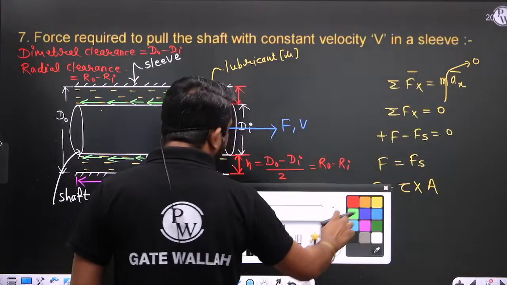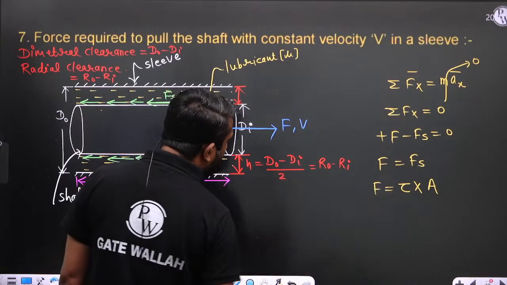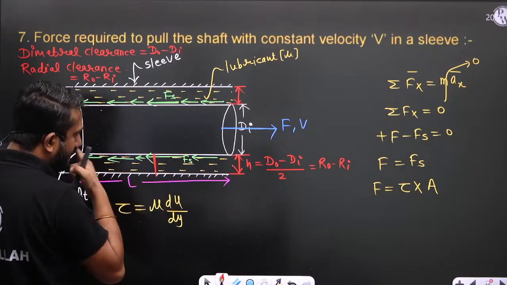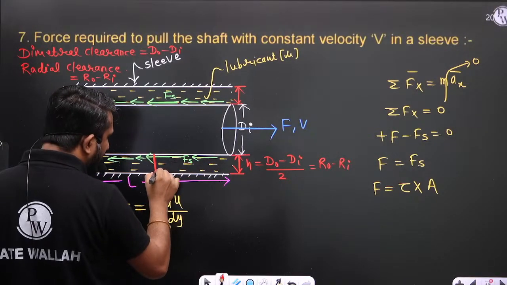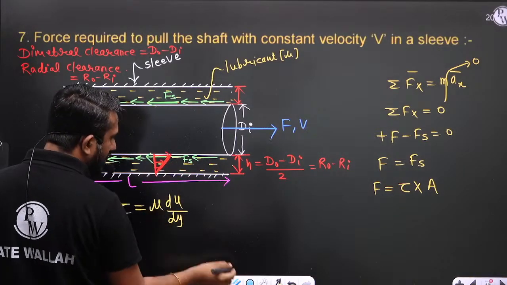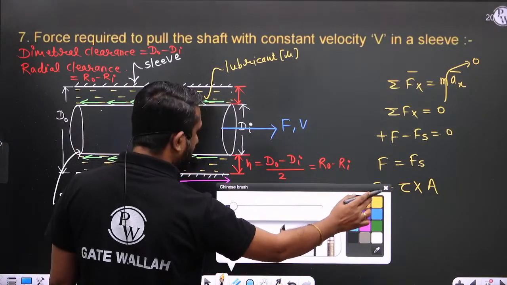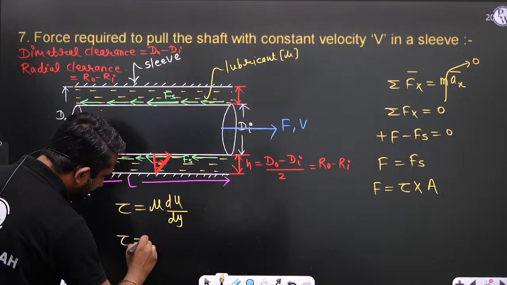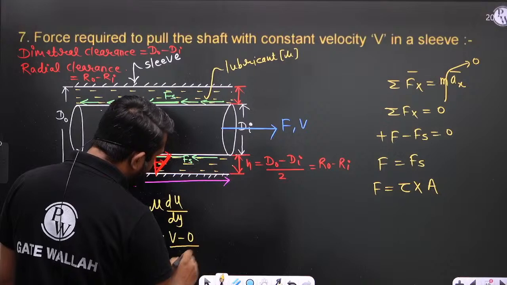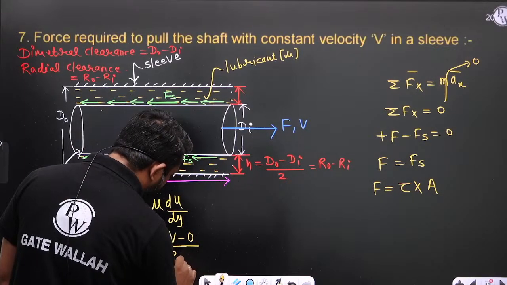Right? So if you write Newton's law of viscosity, and from it you want to find the shear stress experienced by the shaft, draw the velocity profile. If the velocity profile is not mentioned, then we assume a linear velocity profile like this. So tau is equal to mu multiplied by v minus 0 divided by r naught minus ri.